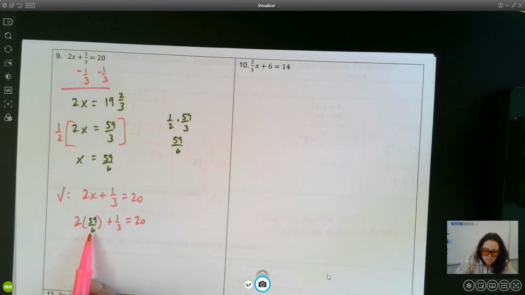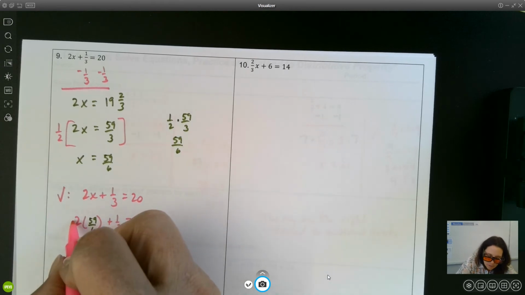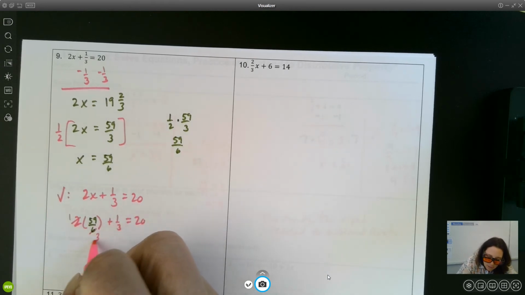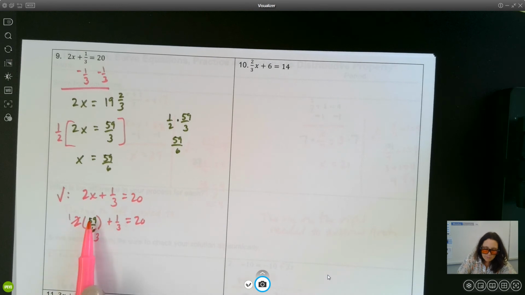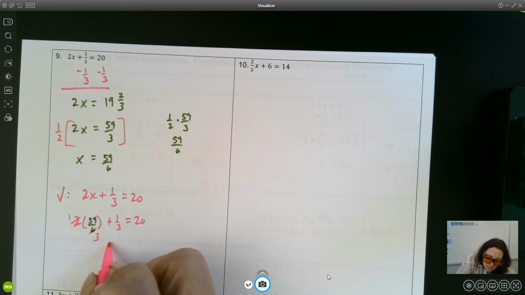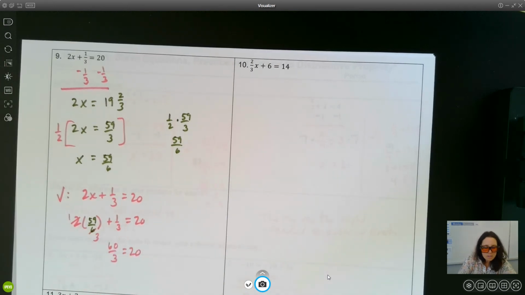All right, this 2 and the 6 can cross cancel, leaving a 1 and a 3. So I've got 59 thirds plus 1/3. Isn't that 60 thirds? Well, what's 60 thirds? 60 divided by 3 is 20.